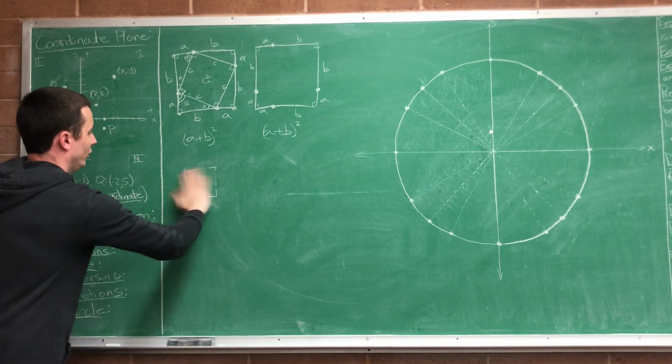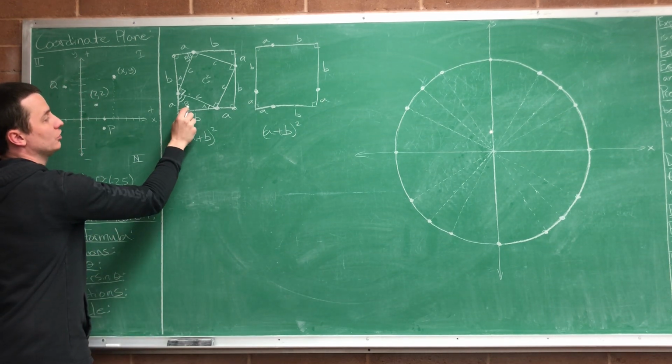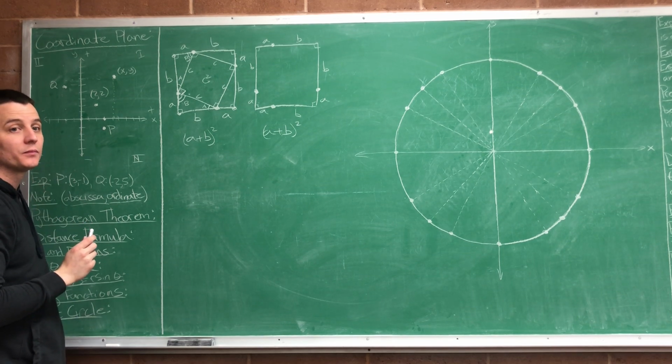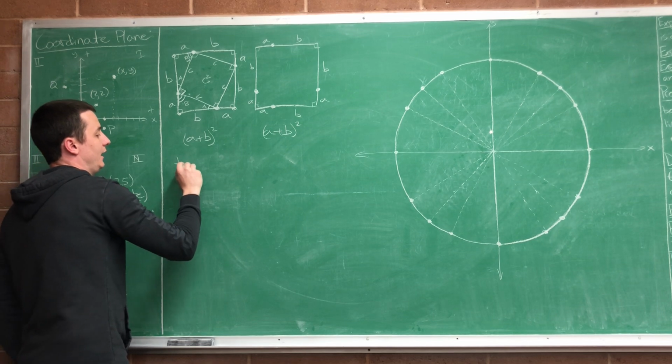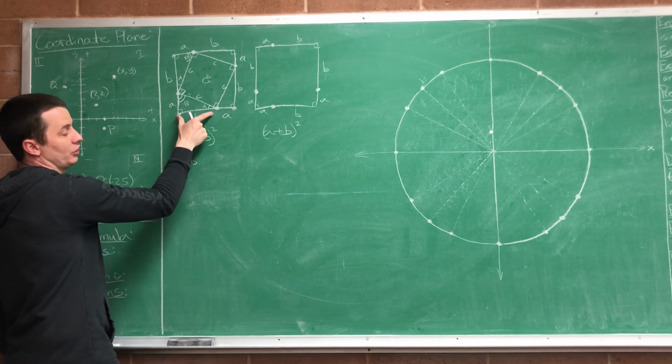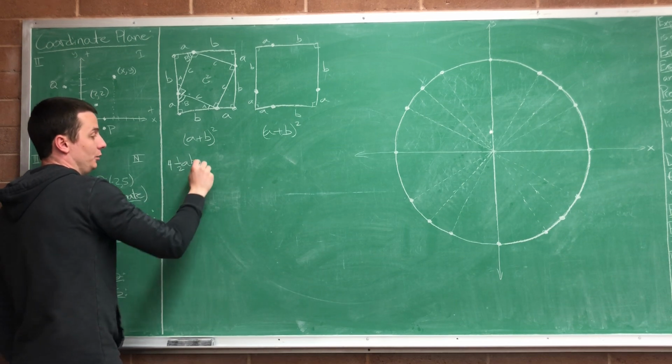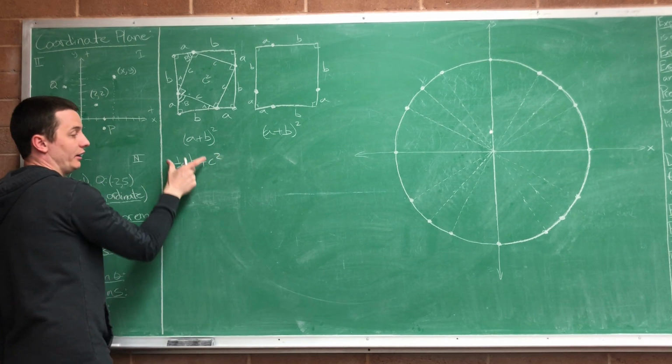Wonderful. What's the area of this triangle? 1/2 A times B. We have 1/2 A times B is the area of this triangle, but we have 4 of those, right? So I have 4 of those plus C squared is my total area.